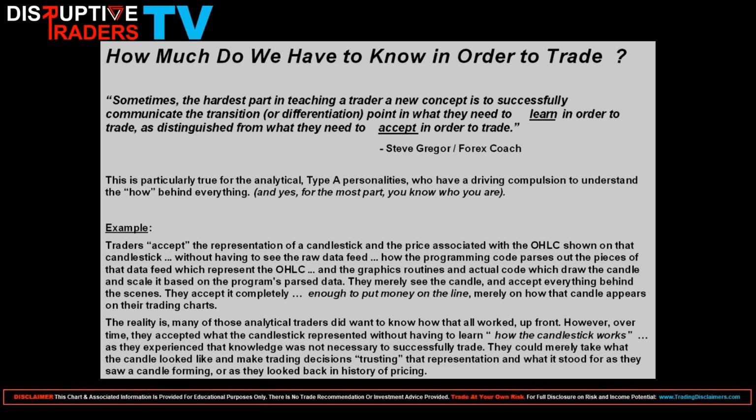So how much do we have to know in order to trade? This is a quote from Mr. Steve Greger. Sometimes the hardest part in teaching a trader a new concept is to successfully communicate the transition or differentiation points: what they need to learn in order to trade, as distinguished from what they need to accept in order to trade. This is particularly true for analytical Type A personalities, who have a driving compulsion to understand the how behind everything. And yes, you know who you are.